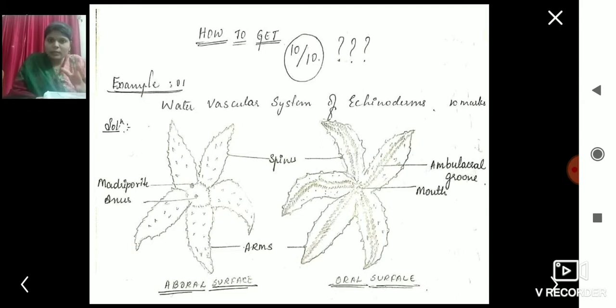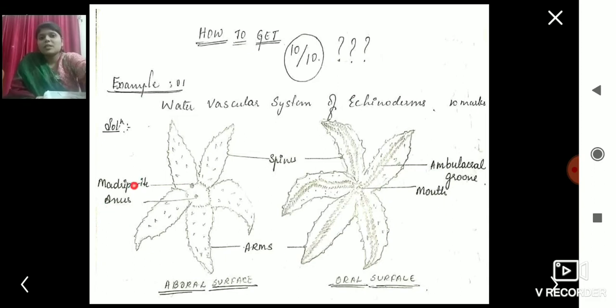What is the water vascular system, where is it situated, how does it look, and what things are there, everything remains the same. But the extra thing that you plan is what gets you the other 5 marks. Here are the two diagrams, the oral surface and the arboreal surface, that I've drawn: the oral surface of the sea star and the arboreal surface of the sea star.